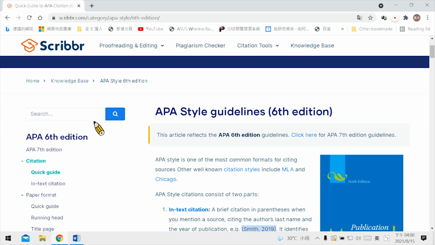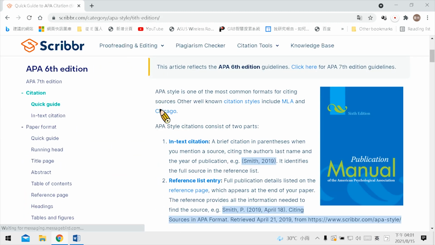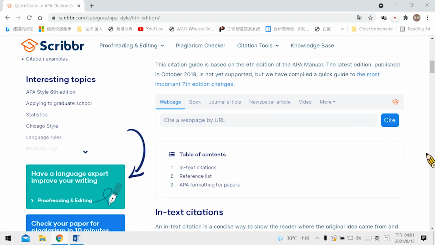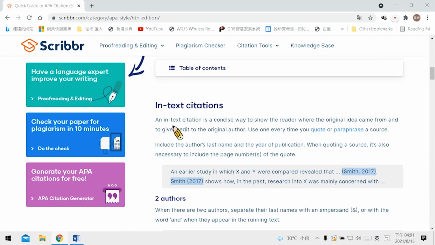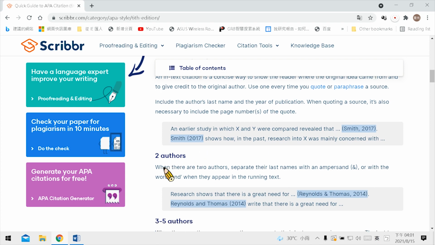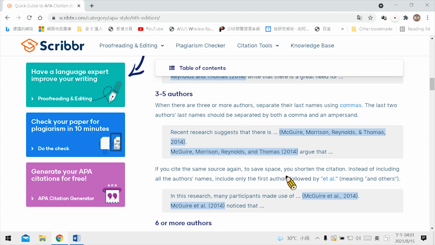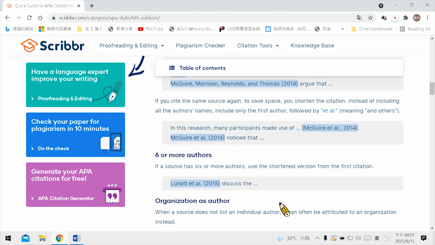Okay, in here is some citation information you can check, and you can see the in-text citation. Okay, how to cite a journal article, and what's the format and the author. Okay, and here for 3 to 5 authors, just use et al.